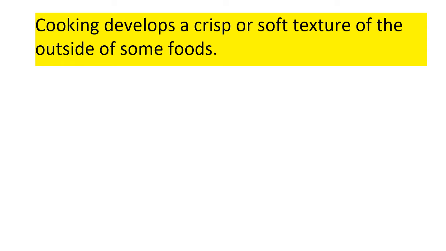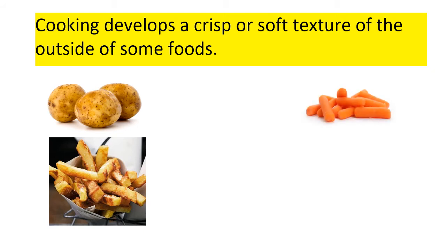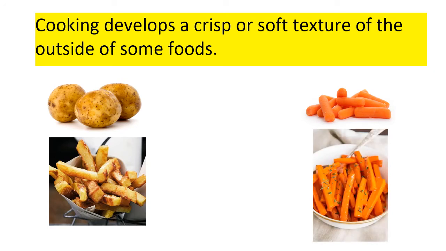Cooking also develops a crisp or soft texture of the outside of some foods. You take, for example, potatoes, and potatoes, for example, making chips. So from that process, with triple cooked chips, for example, you would boil them to make them nice and soft, and then you would put them into either hot fat, so you could either deep fat fry them, or you could put them into a nice hot oven, and therefore it would be nice and soft in the middle and crunchy on the outside. To people, that is the perfect chip.